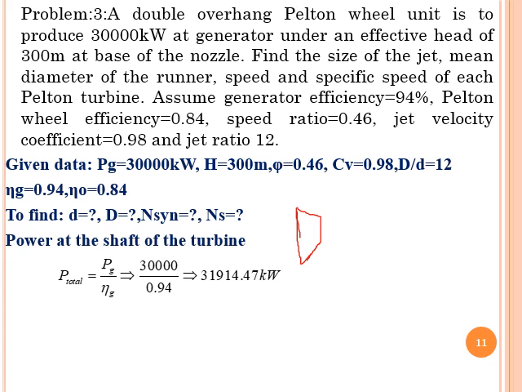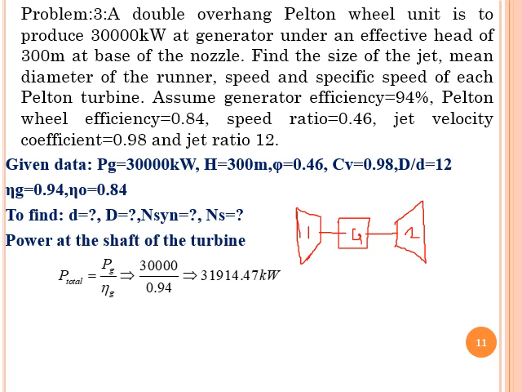So this is turbine number 1 and one more turbine is here. This is turbine number 2. The generator is connected here. There is only a single generator connected to these two turbines. The output shafts of the turbines are connected to this generator.